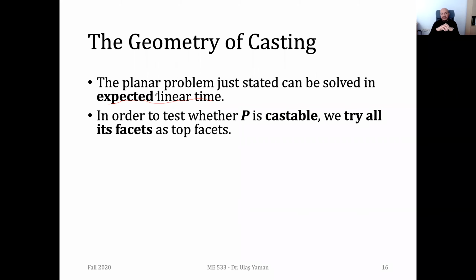So at the end of this chapter, we will come up with such a solution. And our algorithm will be computing this problem, this solution, in expected linear time.